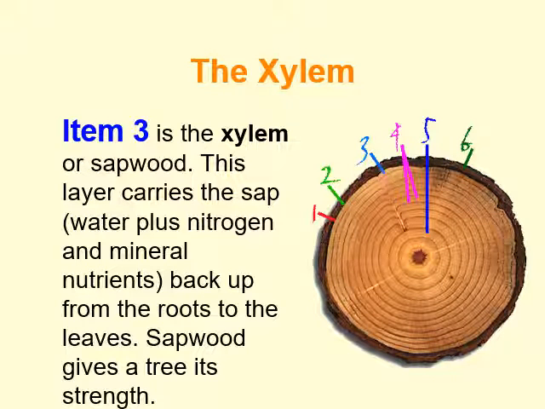Number 3 here is the xylem or sapwood, and this layer carries the sap, which is water plus nitrogen and mineral nutrients, back up from the roots to the leaves. So xylem, X, is kind of close to W in the alphabet, so you can remember xylem transports water. And the sapwood is the light colored wood, and that's what gives the tree its strength to stand up to things like wind.